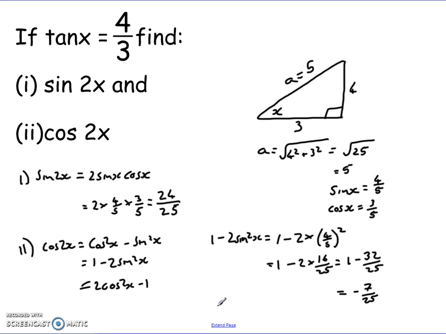I should get the same answer regardless of which version I use. If I use the 2 cos squared x minus 1, I would get 2 times 3/5 squared, take away 1. 3/5 squared gives you 9 over 25. 2 of those is 18 over 25. Take away 1. Lo and behold, that also gives me the negative 7 over 25. When it comes to the cos 2x, it doesn't matter which version you use.